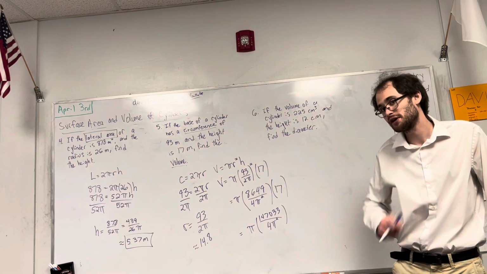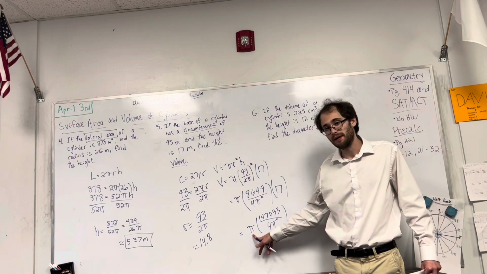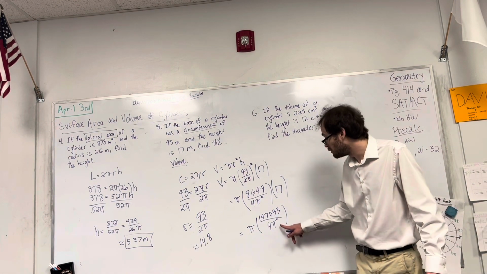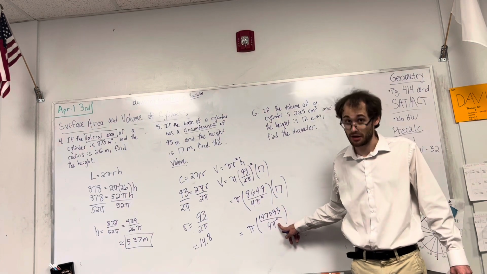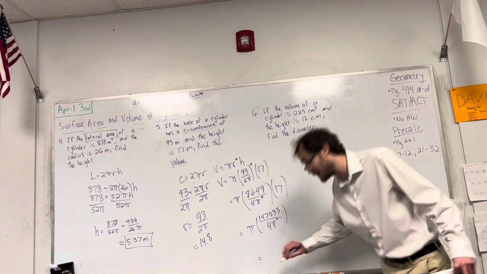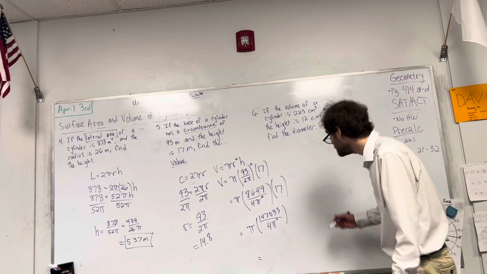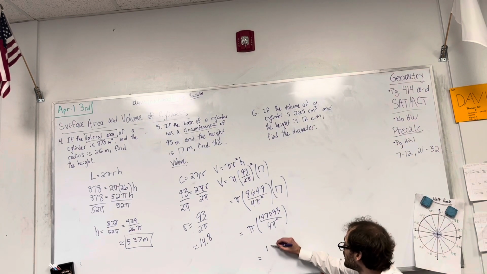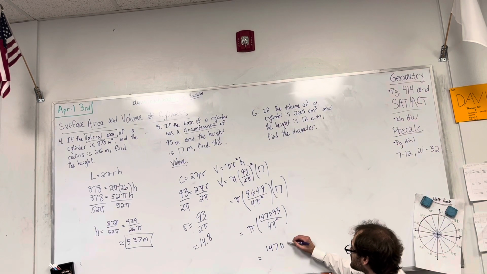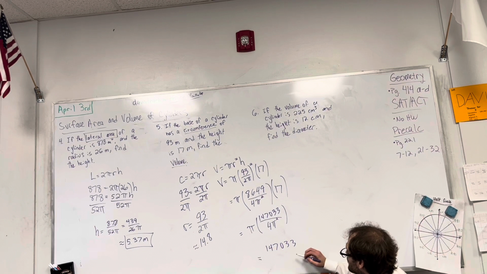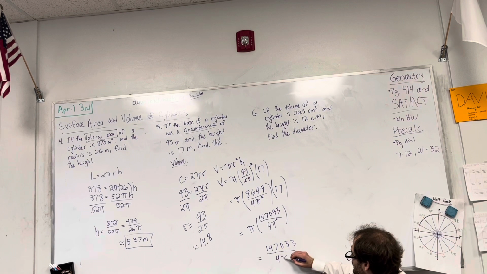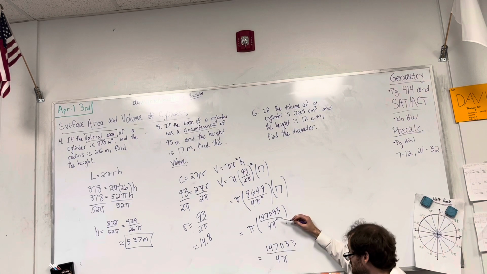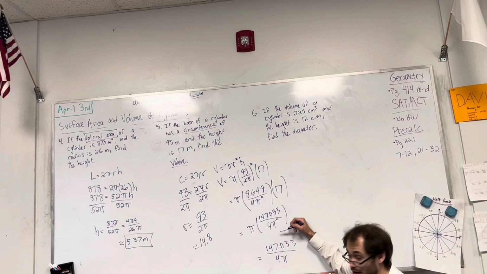All right, then just one more thing to do. Here I've got a pi that can cancel with one of the pi's I have down here. So my final answer in terms of pi would be 147,033 all over 4 pi. And again, this pi cancels with one of the pi's right here.